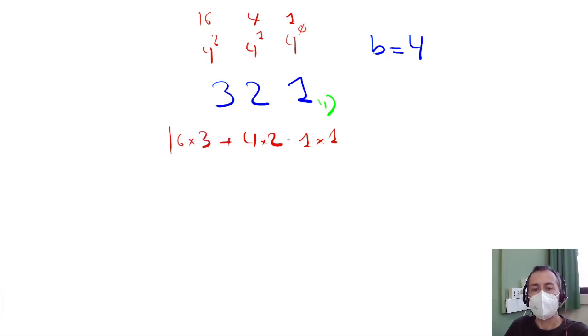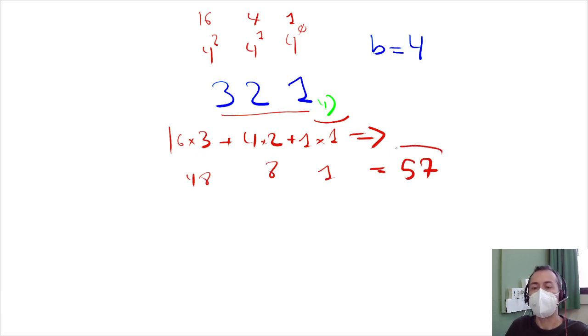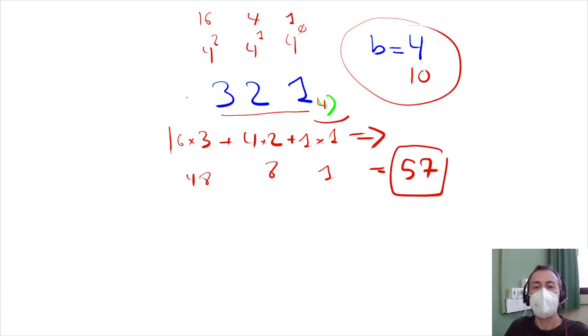If we add these quantities, we will have the value that this number represents in base 4. So, for example, this is 48 plus 8 plus 1. This will be 57. That is the value if we had represented this number in base 4 instead of using base 10. Okay, this is how we can choose whatever base, and the value represented with this number will change.